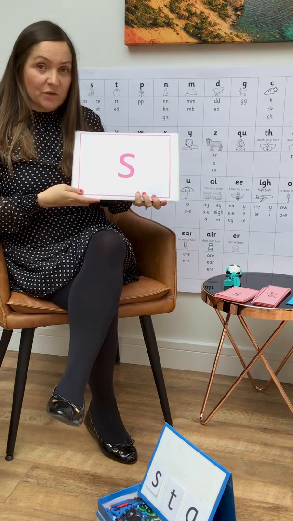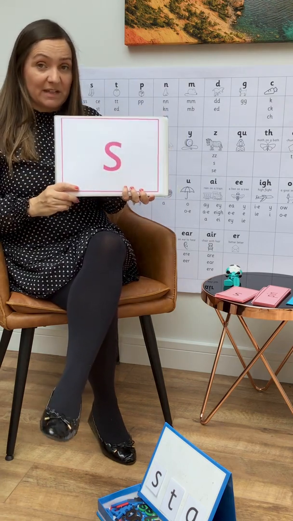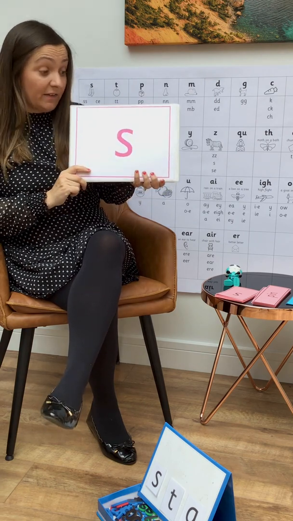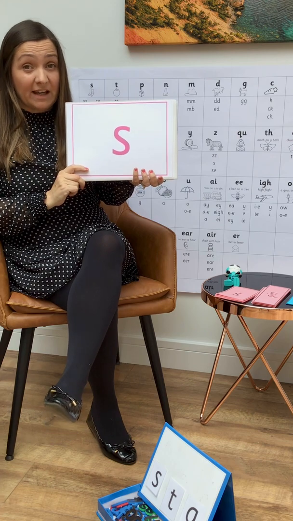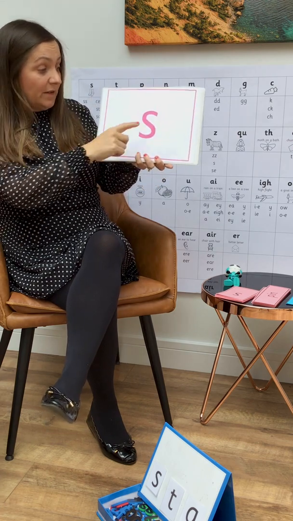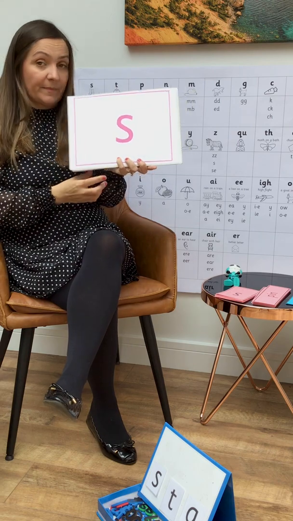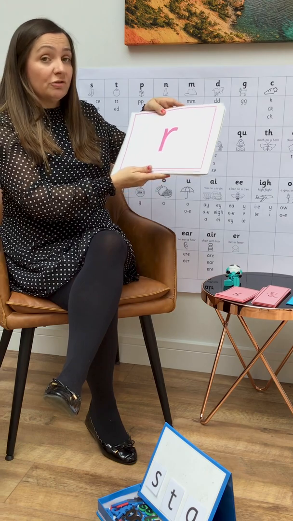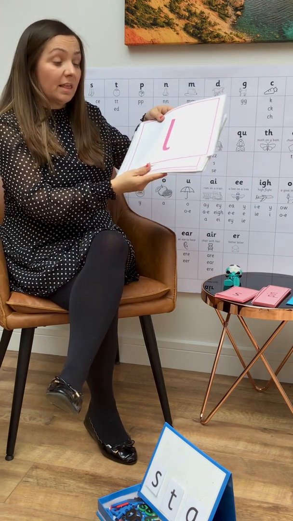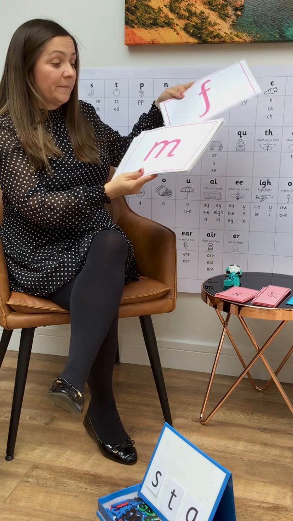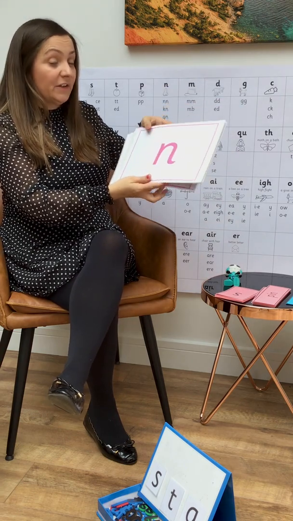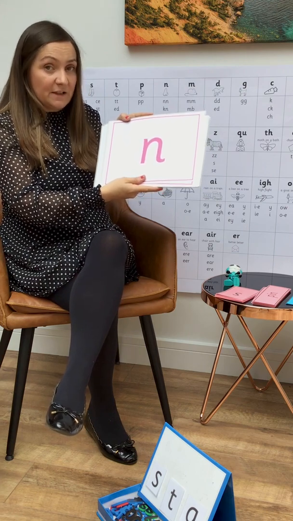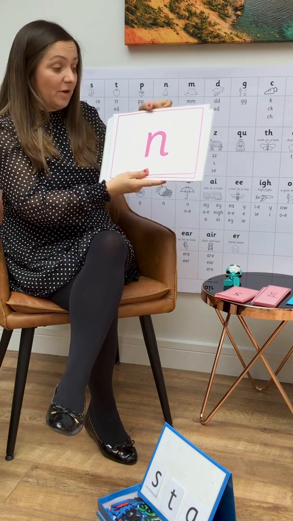We say the sound and we model the letter formation at the same time. The children will have a go at saying the sound and air writing the letter, ready for when they're writing it on paper at a later date. We do the same for sounds like this. O. We don't say n or m, as that makes it difficult for the children when they're blending later on.